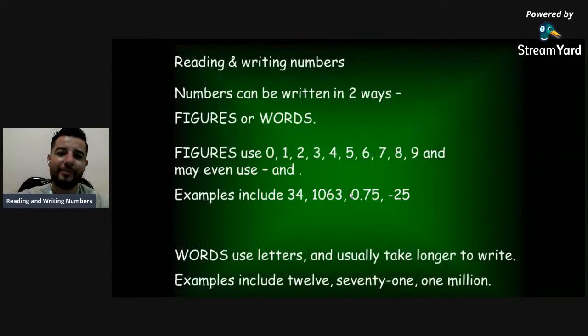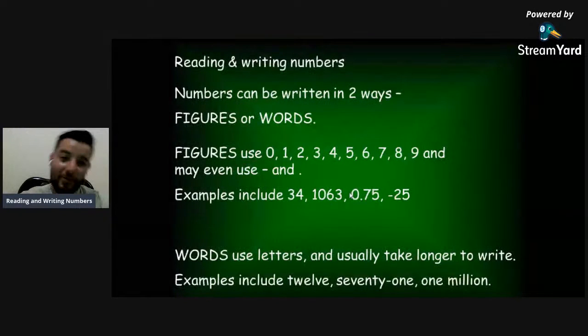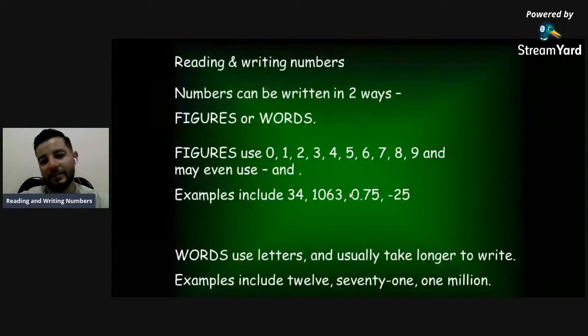Numbers can be written in two ways: figures or words. Figures use 0, 1, 2, 3, 4, 5, 6, 7, 8, 9, and may use a decimal point or a minus sign. Examples include 34, 1063, 0.75, or minus 25. Hope you can see.